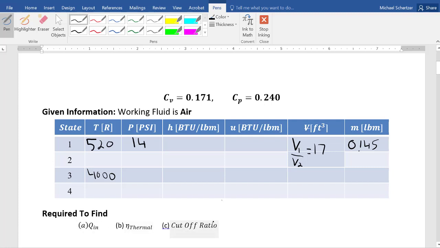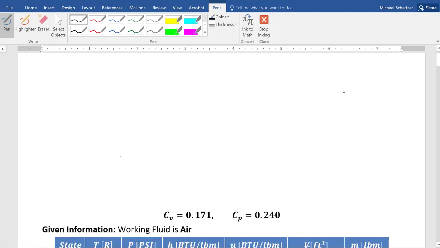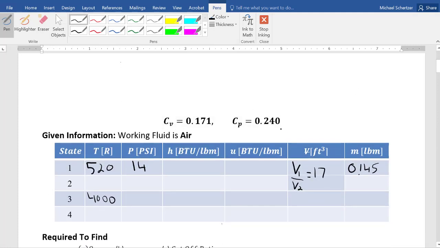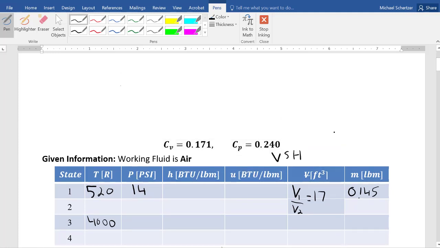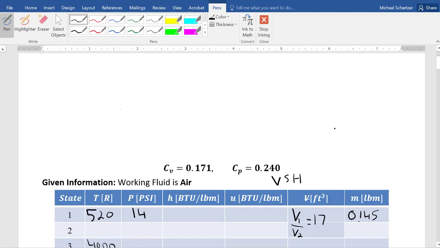Perfect. So now it did say variable specific heat, right? It said an air standard analysis. So we'll go through this as if it was a variable specific heat analysis. I don't know that we'll have time to do all the interpolation, but I'll at least show you how I would go about doing that.